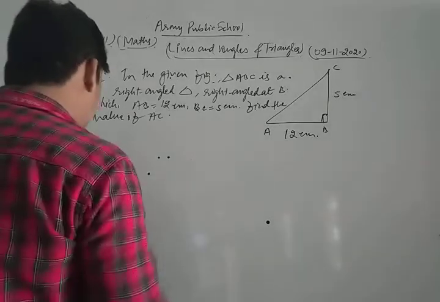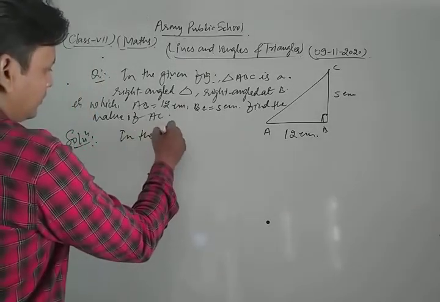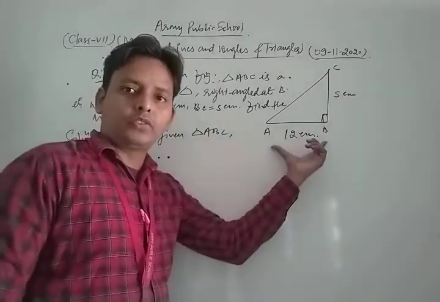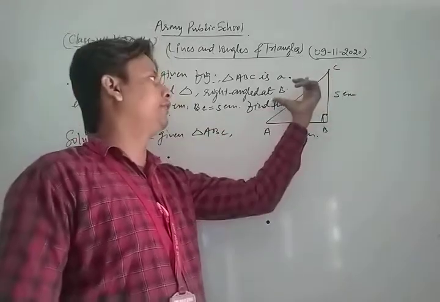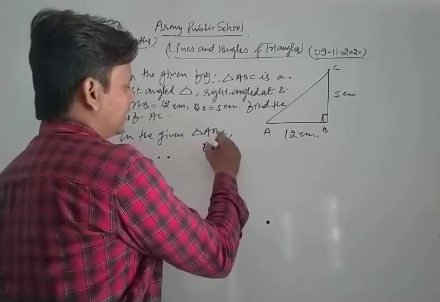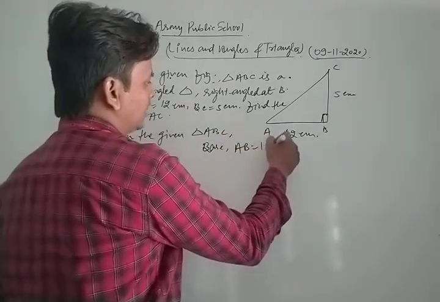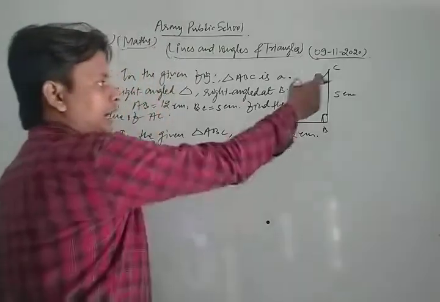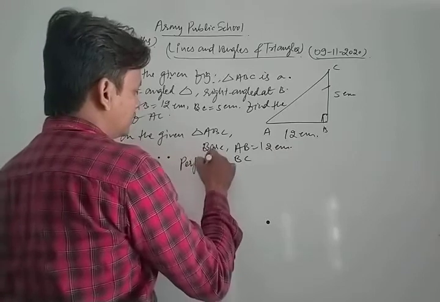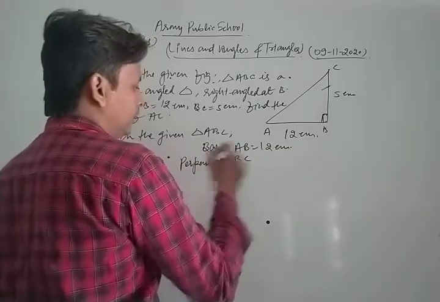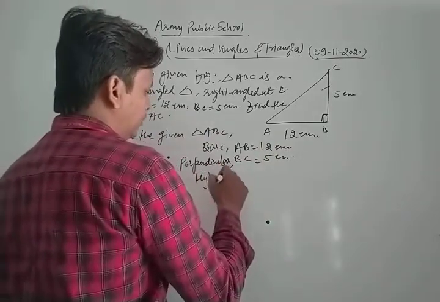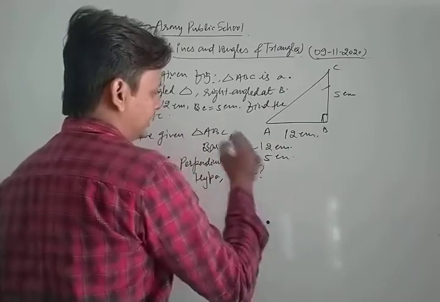Yes, friends, in the given triangle ABC, this is the base of the triangle, this is the perpendicular of the triangle, and we find the hypotenuse as AC. In the given triangle, base AB is given as 12 centimeter, and perpendicular BC is 5 centimeter, and we find the hypotenuse AC.